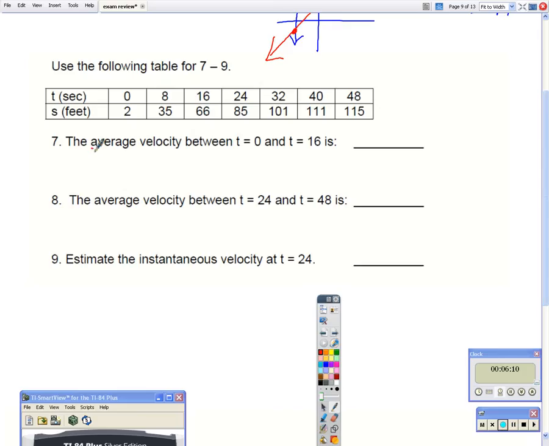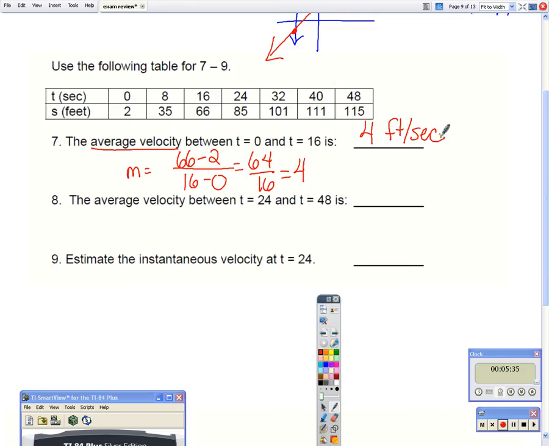Average velocity, it's the same thing as the average rate of change, except now we're talking about distance over time. So I'm going to find the slope between 16 and 0. So looking at my chart, the y value at 16 is 66, and the y value at 0 is 2. And when we divide those, I have to include units with my answer. And it's feet per second.